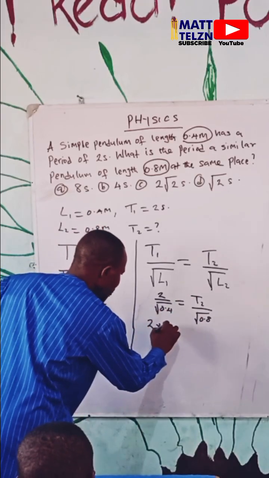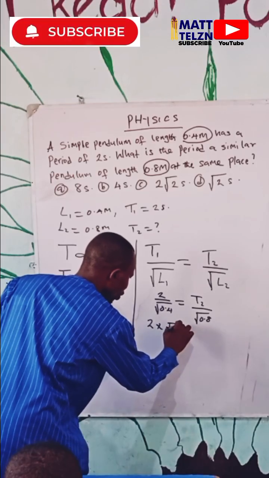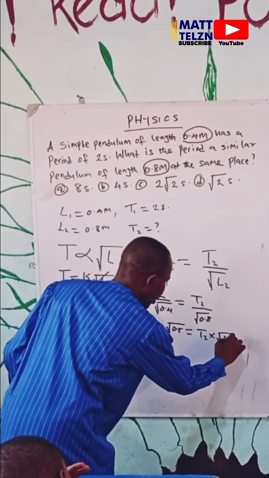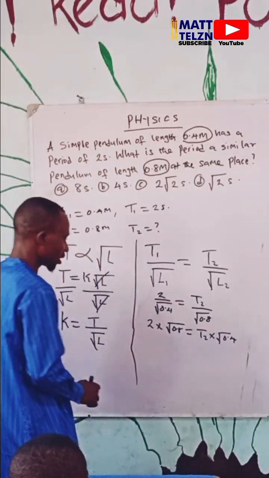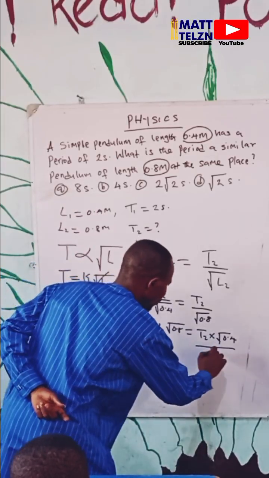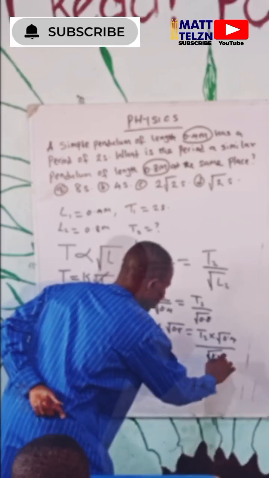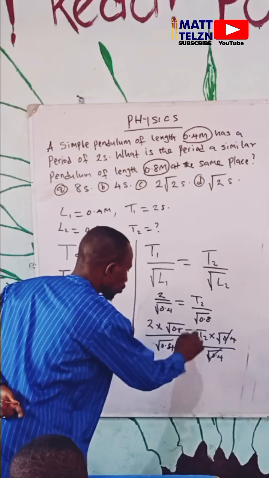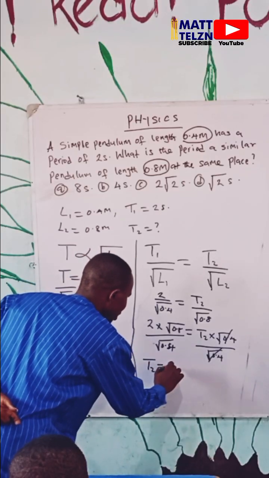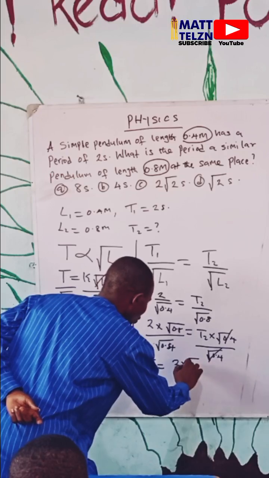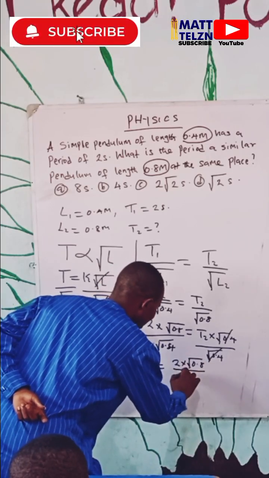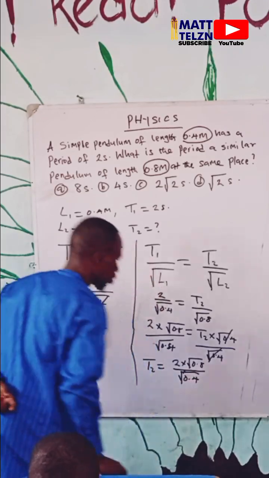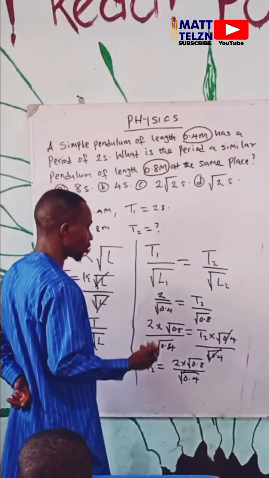Now, 2 will multiply root 0.8, and T2 will multiply root 0.4. So I have 2 times root 0.8, right? Equal to T2 times root 0.4, right? Good. The next thing we do, we divide both sides by root 0.4. Root 0.4 will cancel root 0.4, right? So what I'm going to have is my T2 is equal to 2 times root 0.8 divided by root 0.4, right?